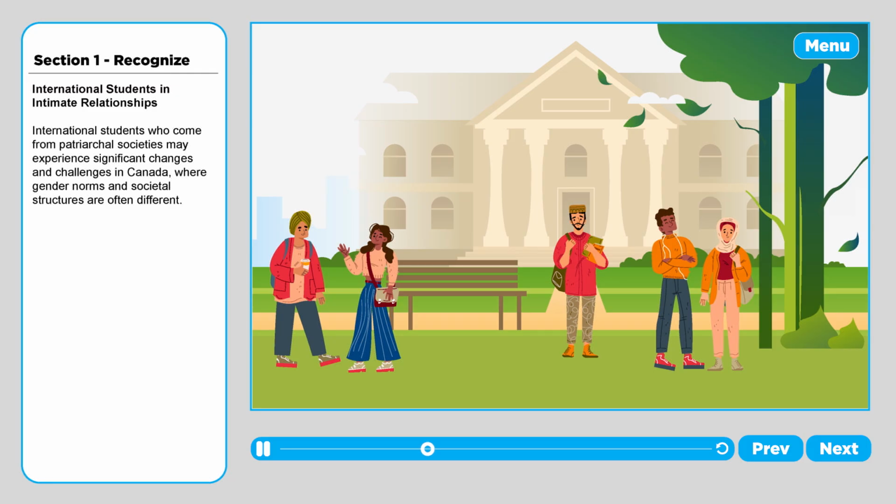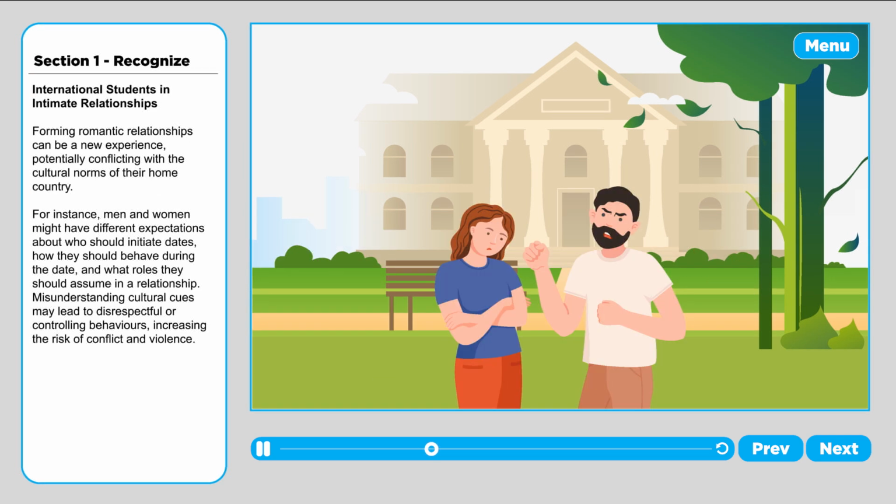International students in intimate relationships. International students who come from patriarchal societies may experience significant changes and challenges in Canada, where gender norms and societal structures are often different. Forming romantic relationships can be a new experience, potentially conflicting with the cultural norms of their home country. For instance, men and women might have different expectations about who should initiate dates, how they should behave during the date, and what roles they should assume in a relationship. Misunderstanding cultural cues may lead to disrespectful or controlling behaviors, increasing the risk of conflict and violence.